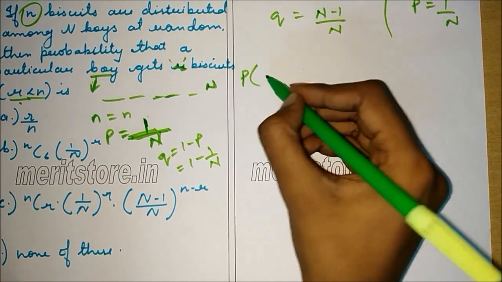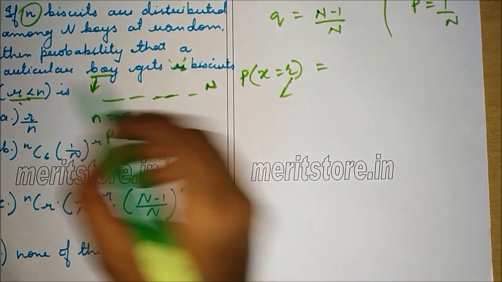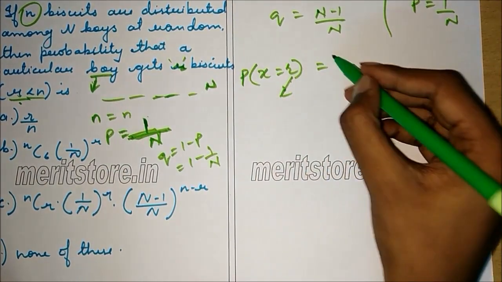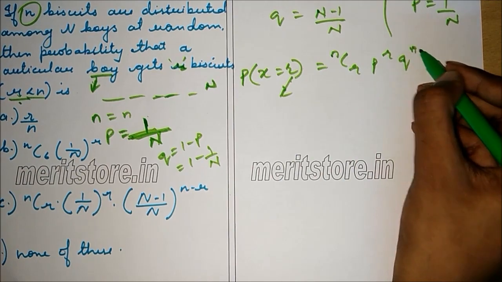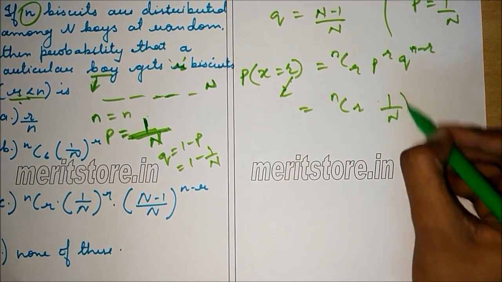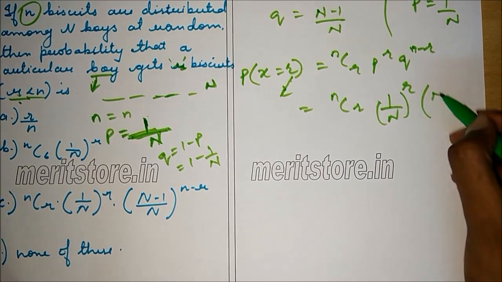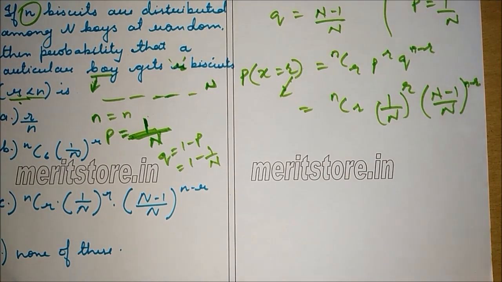So the probability of x equals r, where r is the number of biscuits and is less than n, will be nCr p raised to r q raised to n minus r. So this will be nCr, with p as 1 by n, so (1 by n) raised to r, times ((n minus 1) by n) raised to n minus r, which is option C.